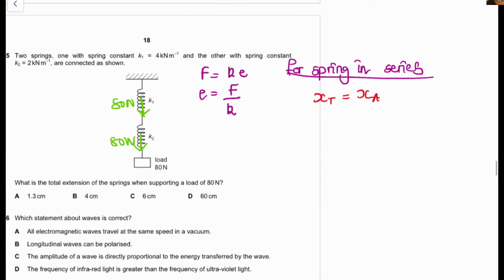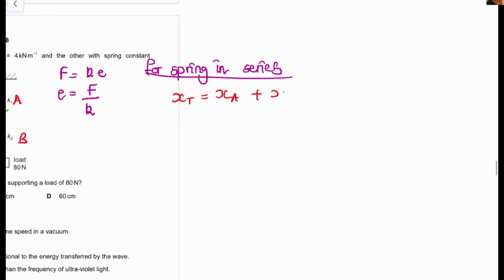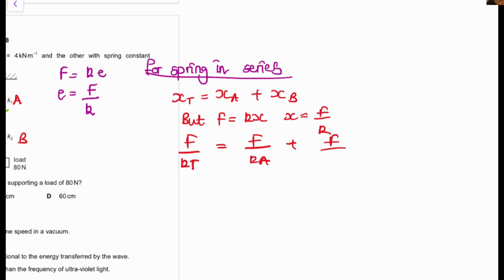Let's assume that this is A, then this is B. So it's going to be the total extension of A plus the extension of B. But we know that F is equivalent to Kx. Therefore, X will be equivalent to F divided by K. So we're going to have F divided by Kt equivalent to F divided by Ka plus F divided by Kb.